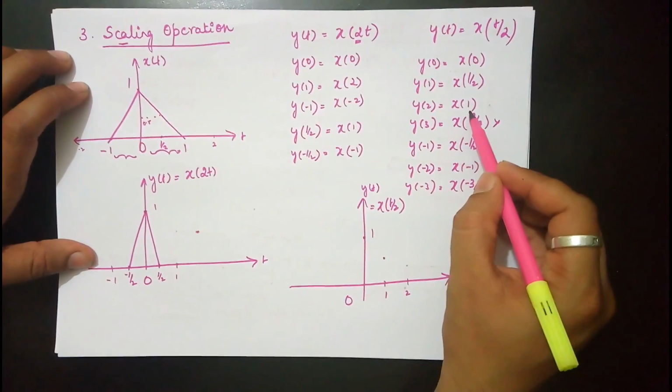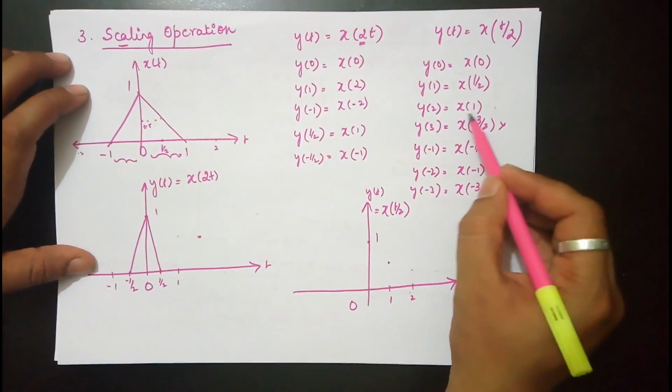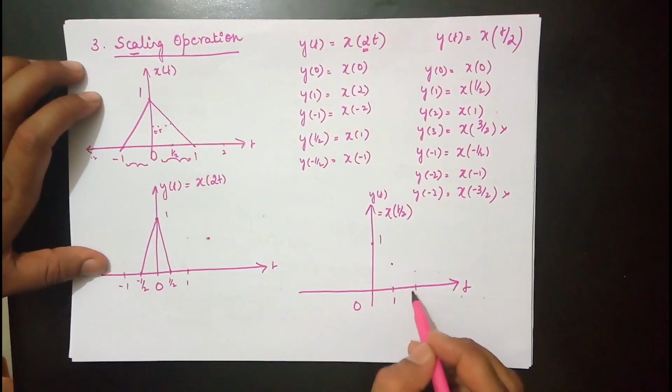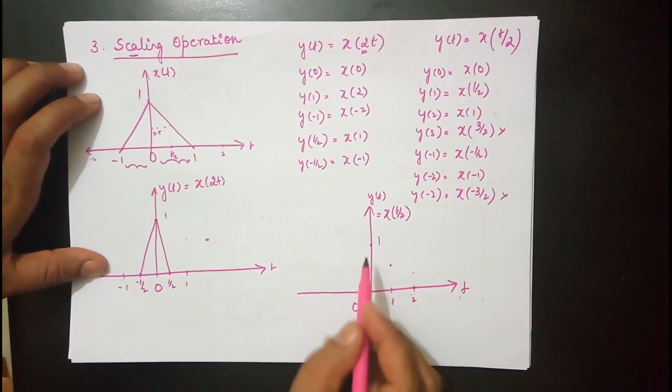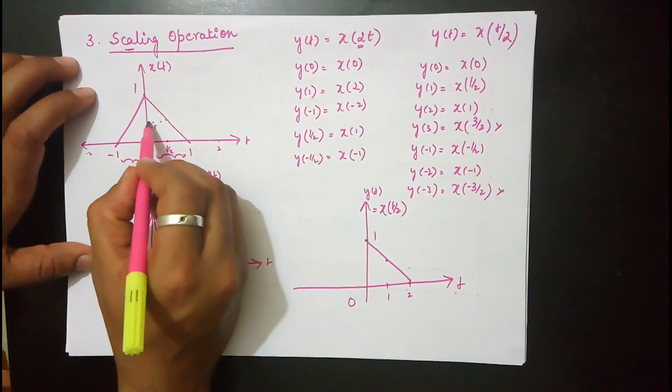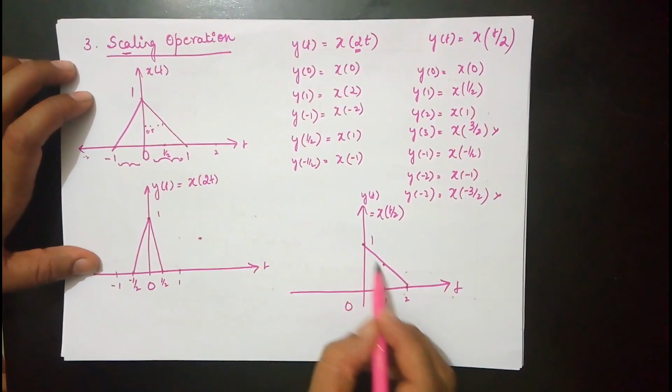At 2 I'll be having x of 1. What is there at x of 1? I have a 0. So at 2 it will be 0. So if I join this, the amplitude was 0.5 as I have mentioned here. If I join this, I'll get this.